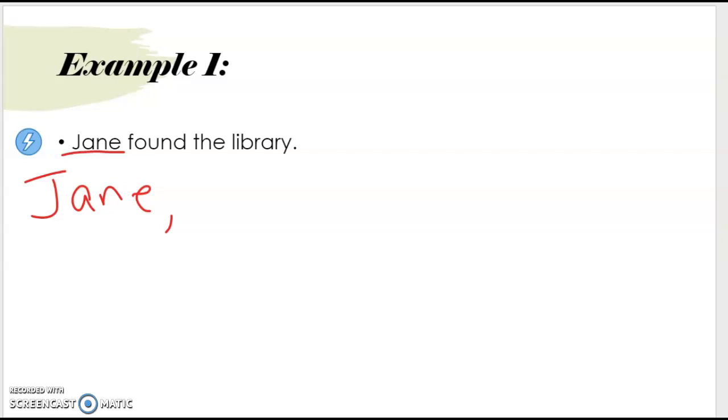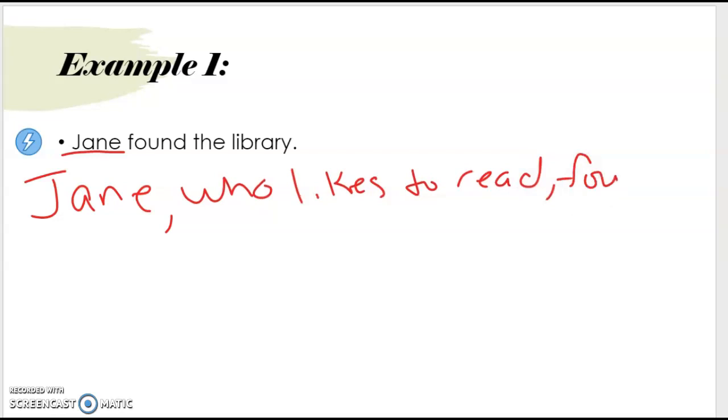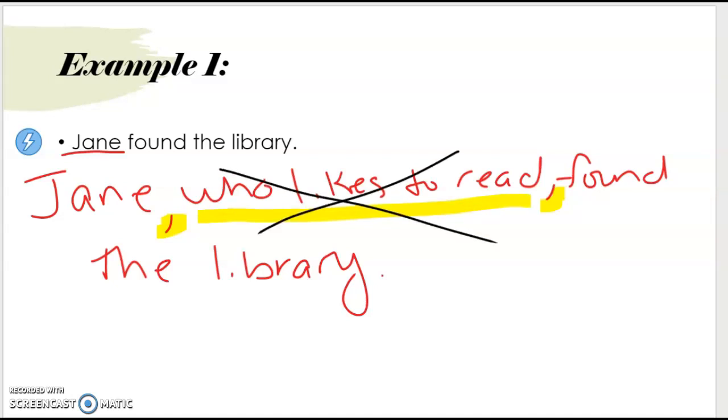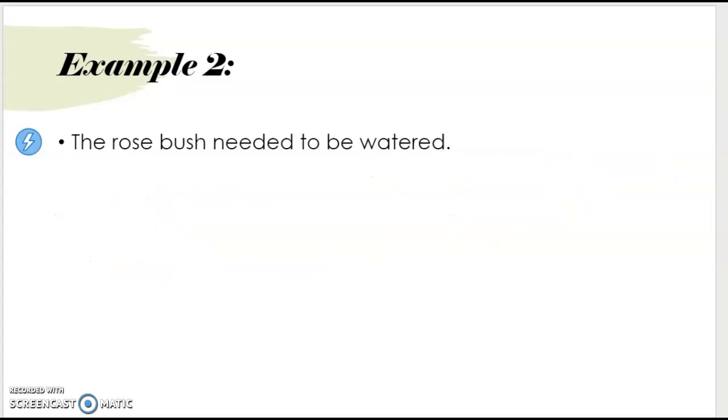So Jane, who likes to read, comma, found the library. And our period at the end. Notice that there's commas, and this is extra information. If we took out this extra information, we would have our same exact sentence that we had before. Jane found the library.